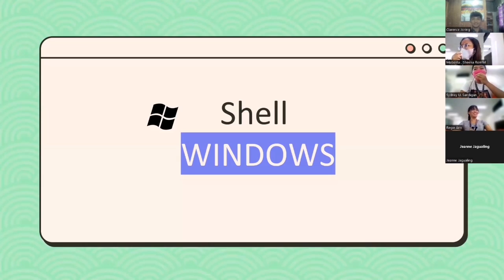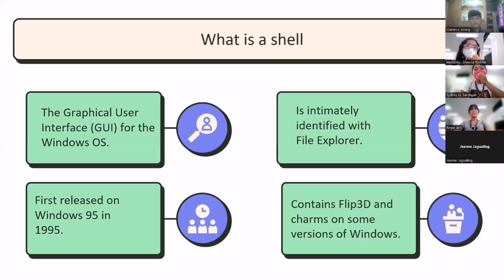For shell windows. So what is a shell? The graphical user interface, or GUI, is for the Windows OS. The shell was first released in Windows 95 in 1995. The shell is intimately identified with File Explorer and contains Script 3D and charms on some versions of Windows.